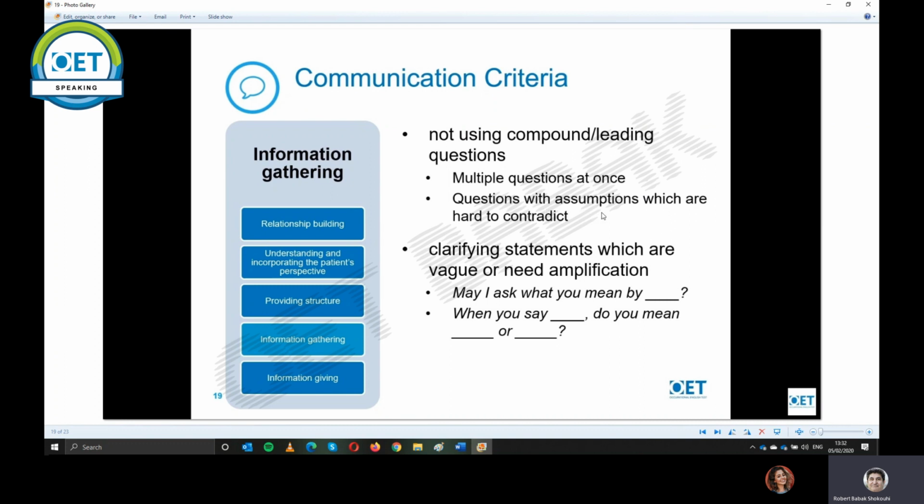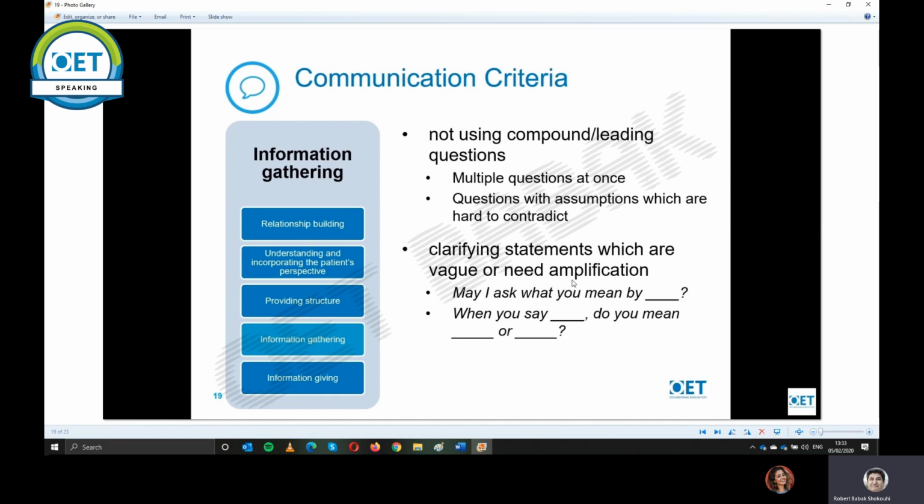And questions with assumptions which are hard to contradict. You say, so you must have had a very severe pain. Is that right? You're making an assumption, and he says yes. That's what most people say, but maybe it's not very severe pain. It's just maybe 3 out of 10. But when you say it, they say yes. So don't make assumptions.